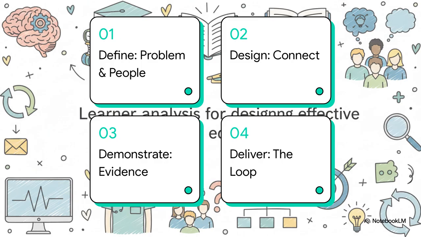So here's how we're going to break this all down today. We've got 4 key phases. We'll start with define, figuring out the problem and the people. Then we'll move to design, how to connect with those learners. After that, demonstrate, gathering your evidence. And we'll wrap up with deliver, seeing this whole thing as a continuous loop.